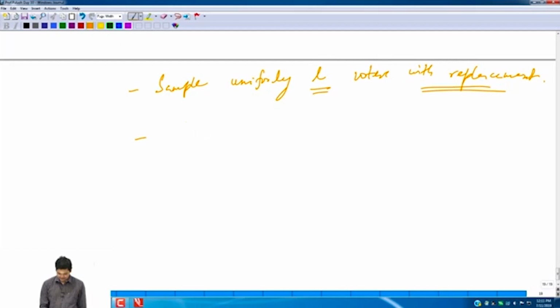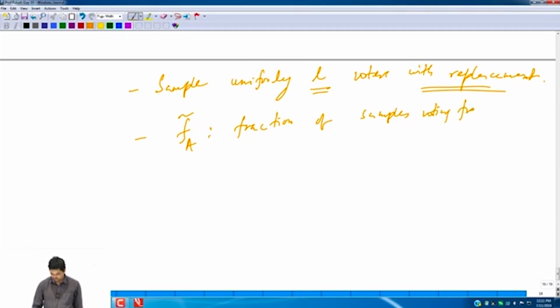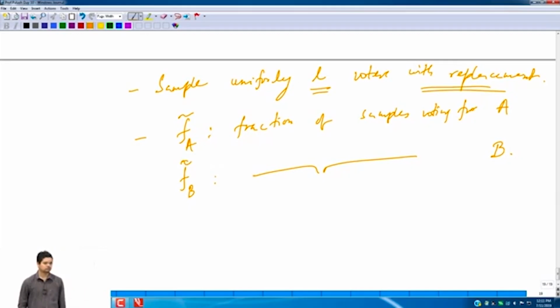So maybe let's write: f hat of A is the fraction of samples voting for A, and f hat of B is the fraction of samples who vote for B.